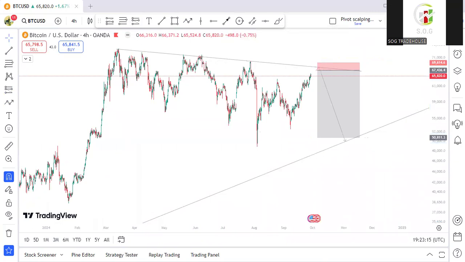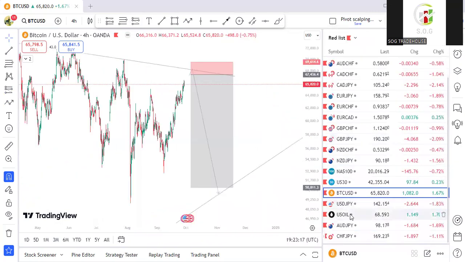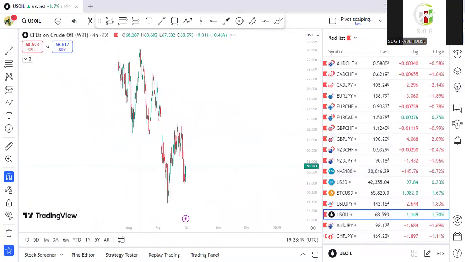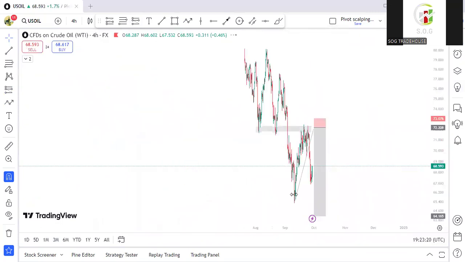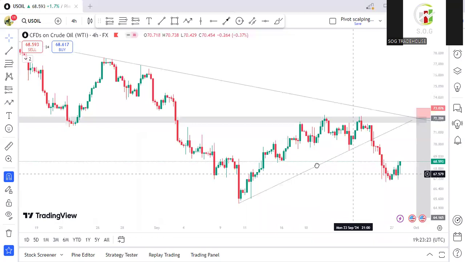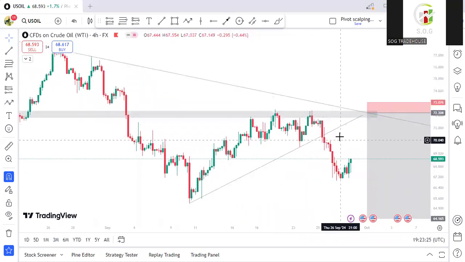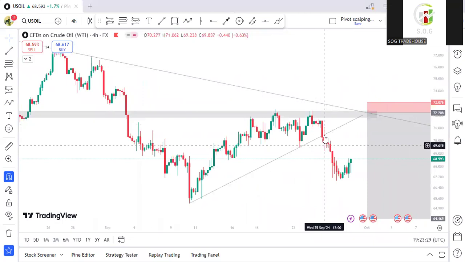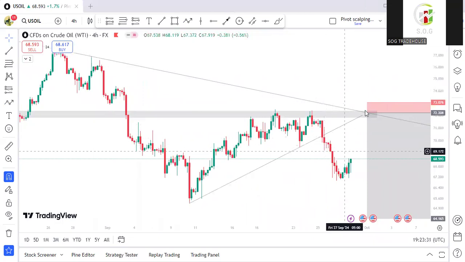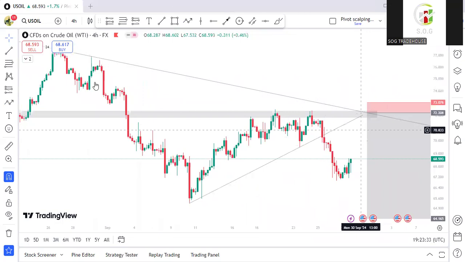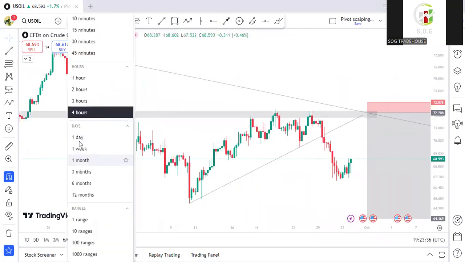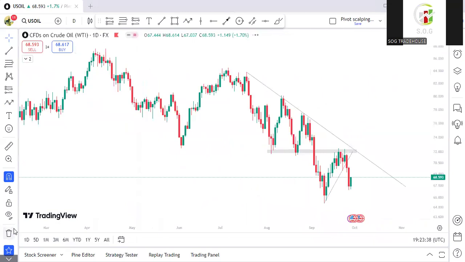So the last pair on my list is US oil. US oil has been trending to the downside. I actually marked out this trade last week, but we missed this entry at this point. But currently the market is pulling back to give a second entry. So I will delete everything and start the analysis afresh.